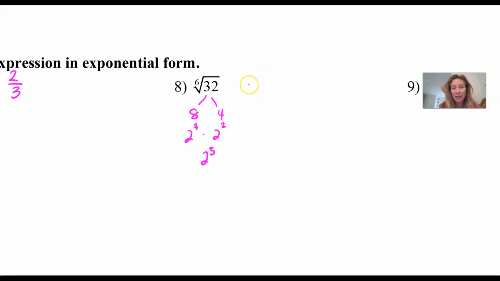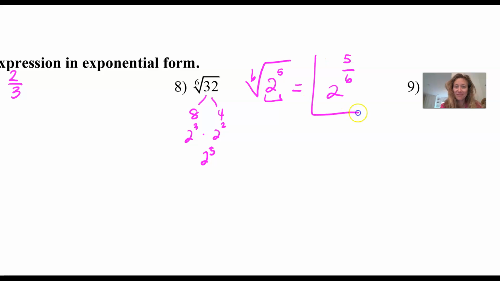So I really want to write this in exponential form, with exponents, right? So I'm going to say this is 2 to the 5th inside of the 6th root. Now I'm going to write this with the base of 2, the exponent's denominator is 6, and the numerator is 5. 2 to the 5/6 power. This is the simplest way to write this.